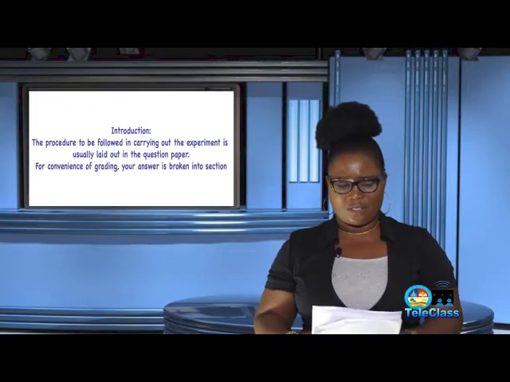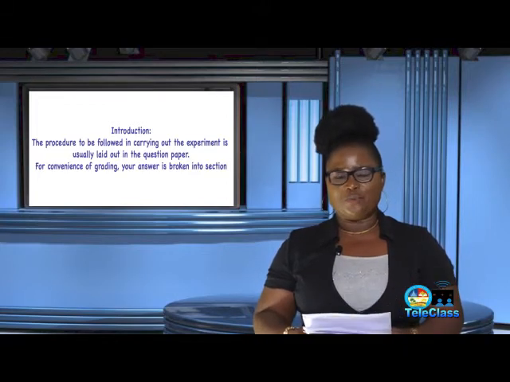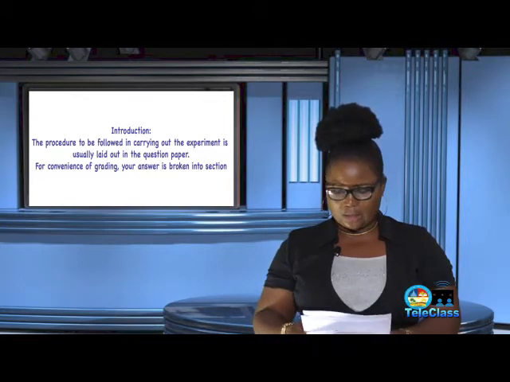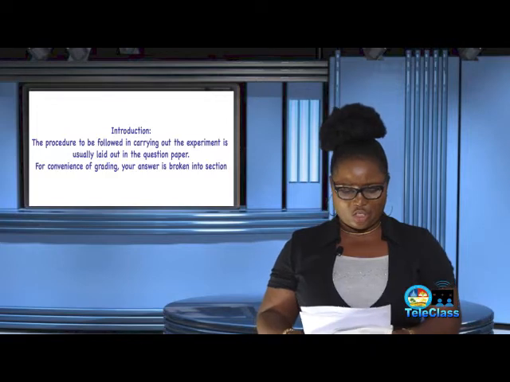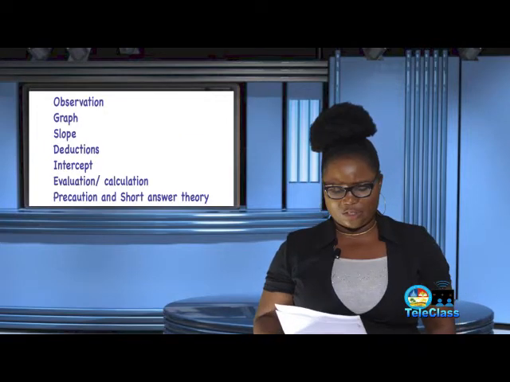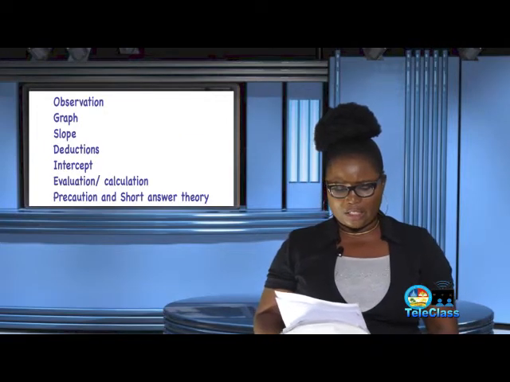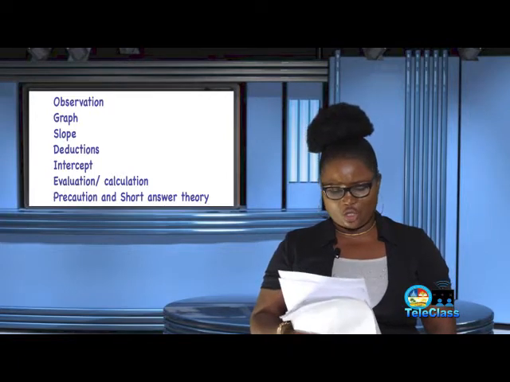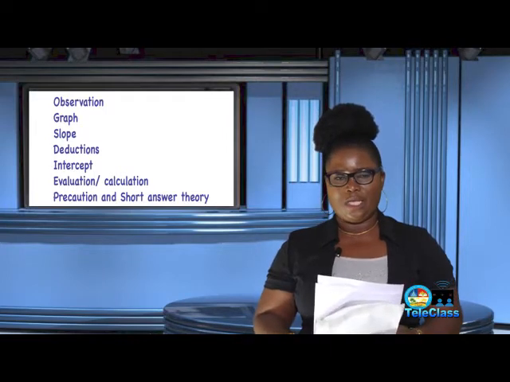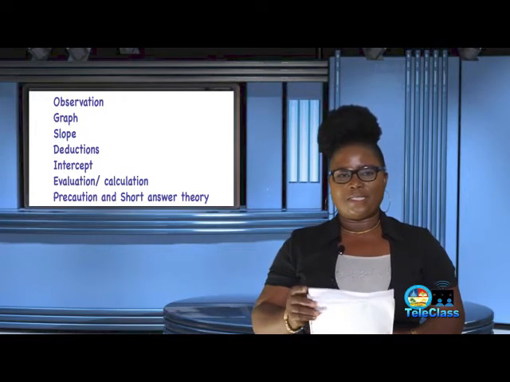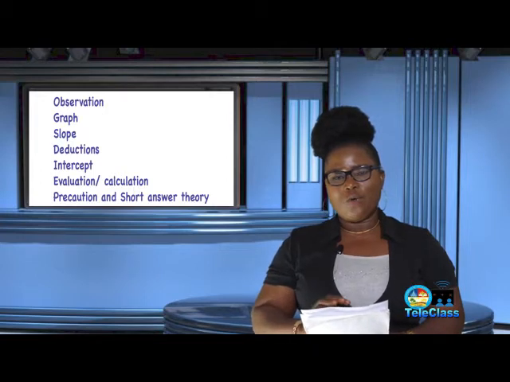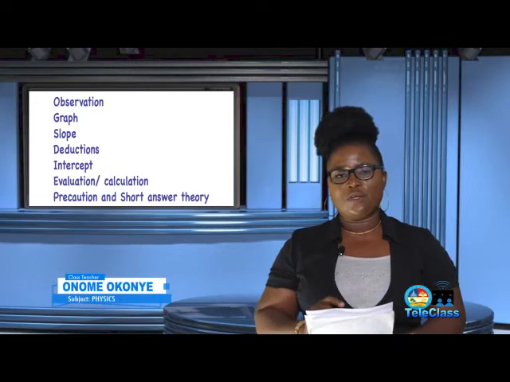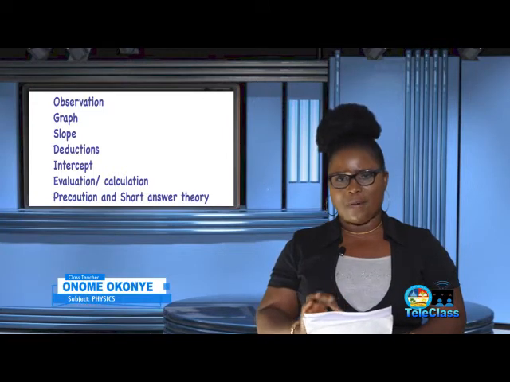So for convenience of grading, your answer is broken down into sections. We have the observation, we have graph, we have slope, deductions, intercept, evaluation or calculation, precautions, and short answer theory question. Now, the whole of the practical work, we have about 3 questions for you to answer, and each of the questions carries 25 marks.